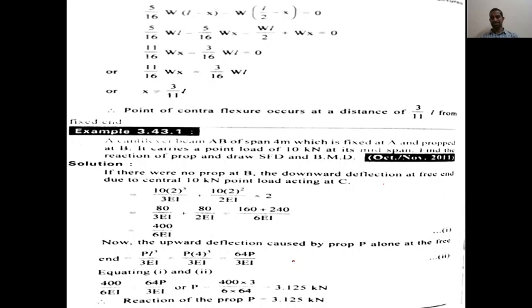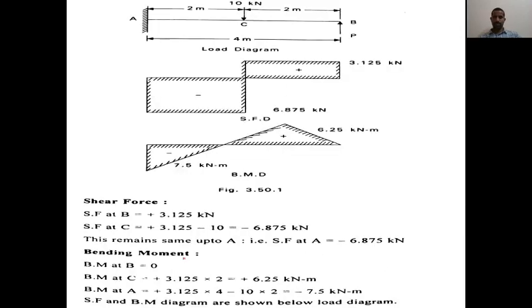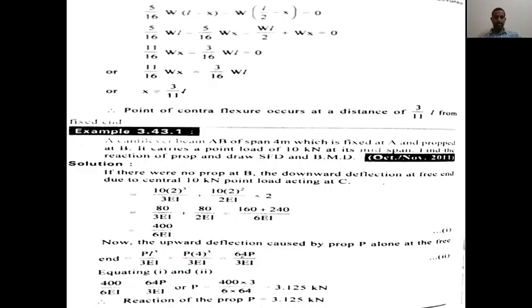The upward deflection caused by the prop alone at the free end is PL cube by 3EI. With L equal to 4 meters, that is P into 4 cube by 3EI, which is 64 P by 3EI.